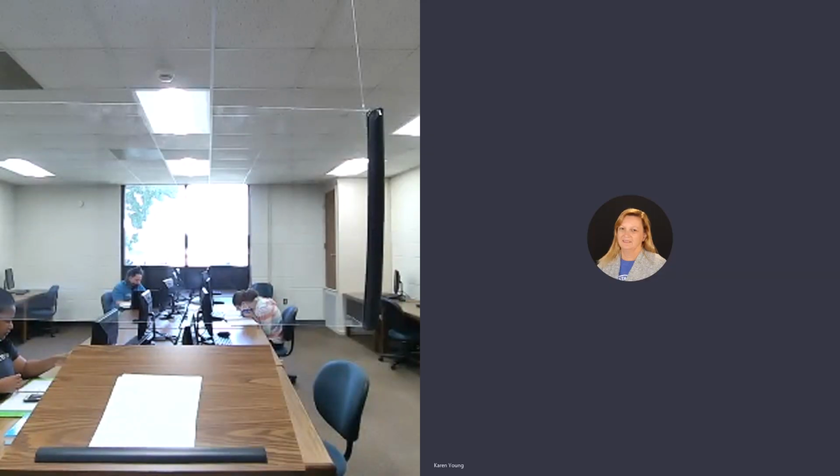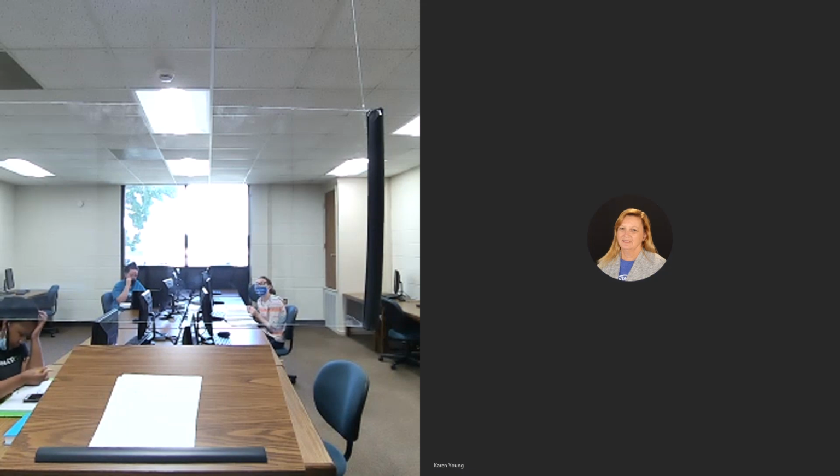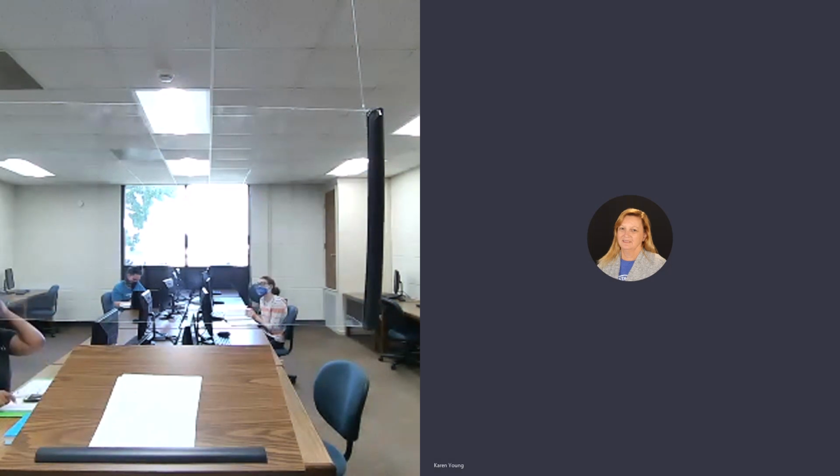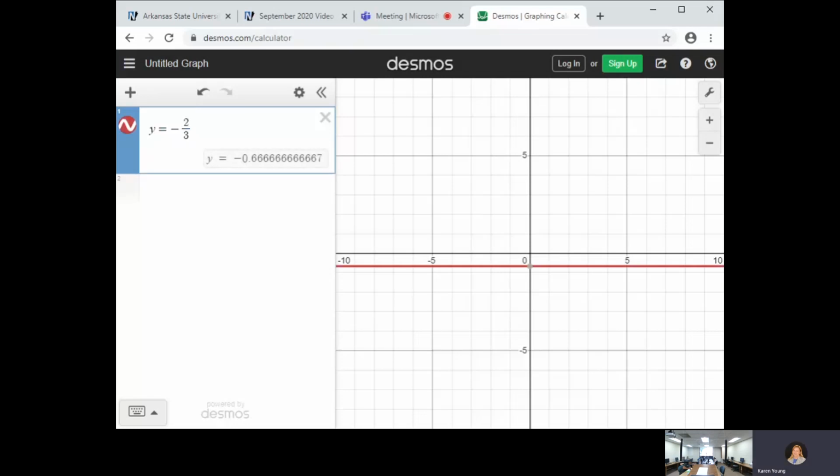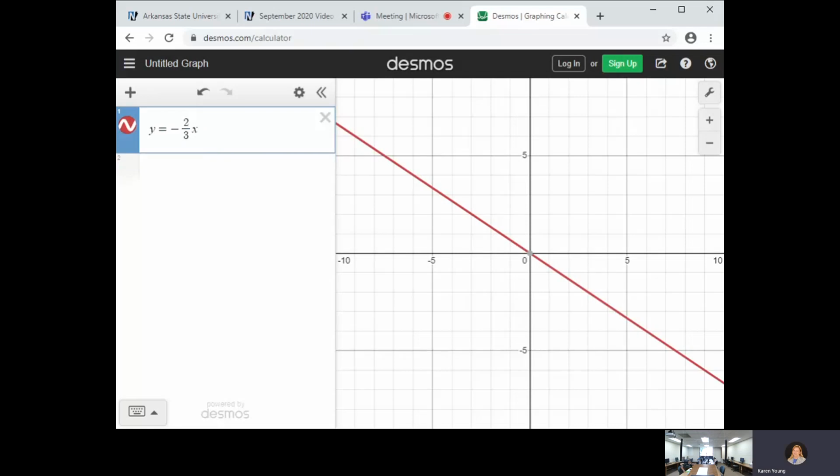All right, I'm going to go to Desmos, but I've got to figure out how to share my Desmos screen. Okay, here's Desmos. Can y'all see the graphing calculator? Yes. So it tells me that I need to put in this equation. I'm going to put y equals negative 2/3 x plus 4/3.